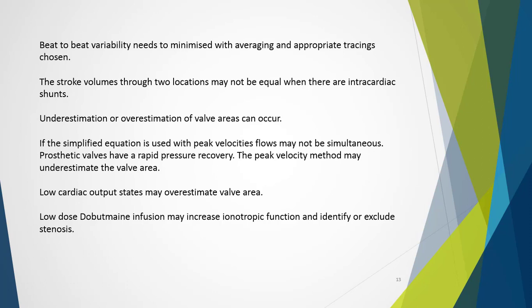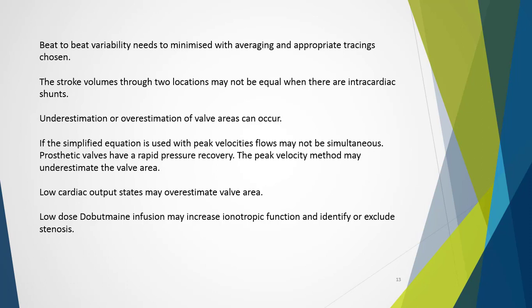The stroke volumes through two locations may not be equal when there are intracardiac shunts. When there is a perimembranous VSD, the stroke volume through the left ventricular outflow tract will be greater than that of the aortic valve. This would lead to an overestimation of the aortic valve area.